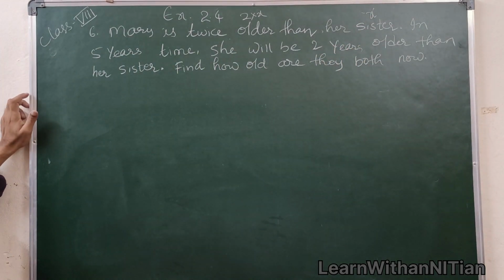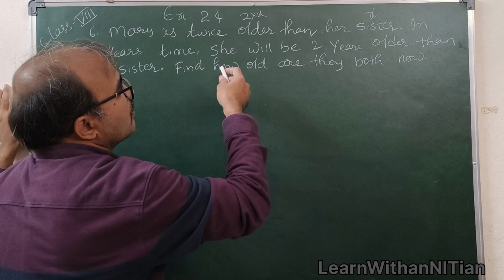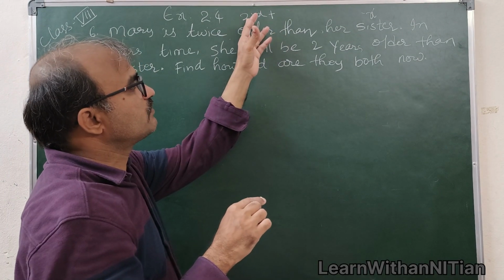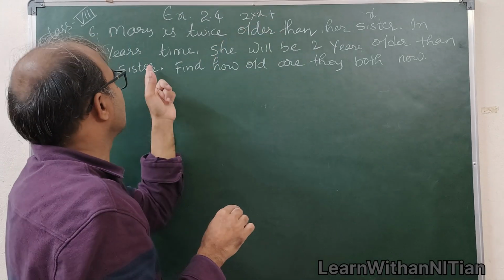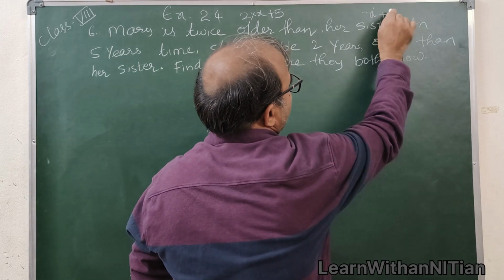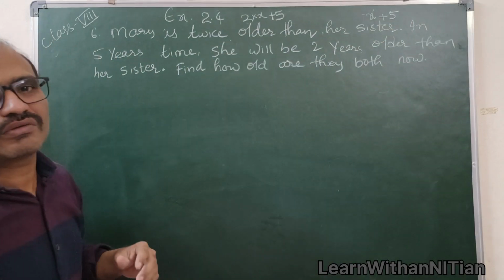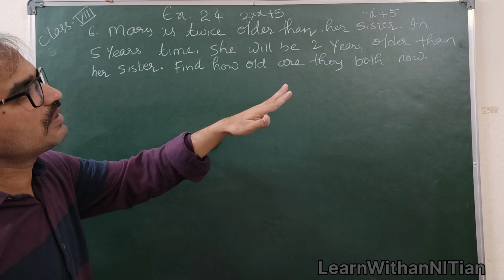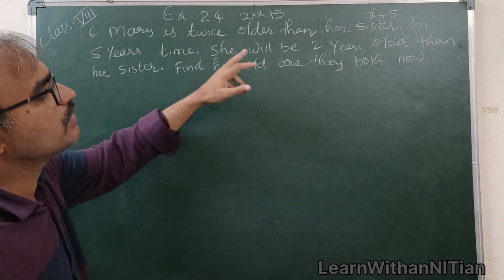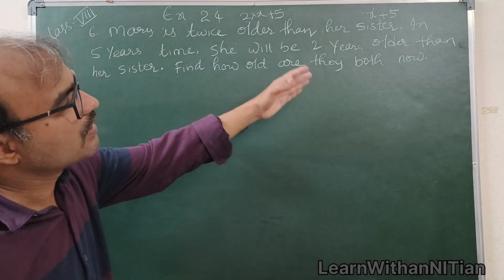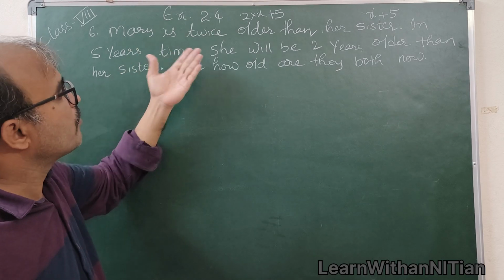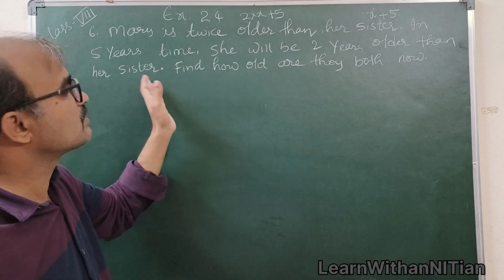In 5 years time, which means after 5 years, what will be the age of Mary? Both will grow. Whatever the present age of Mary, which is 2x, after 5 years Mary will be 2x plus 5, and her sister will be x plus 5. Both will grow, that is why you have to add plus 5 to both. In 5 years time, Mary will be 2 years older. Actually, whether it is 5 years or 10 years, as both will grow, Mary will always be 2 years older than her sister.